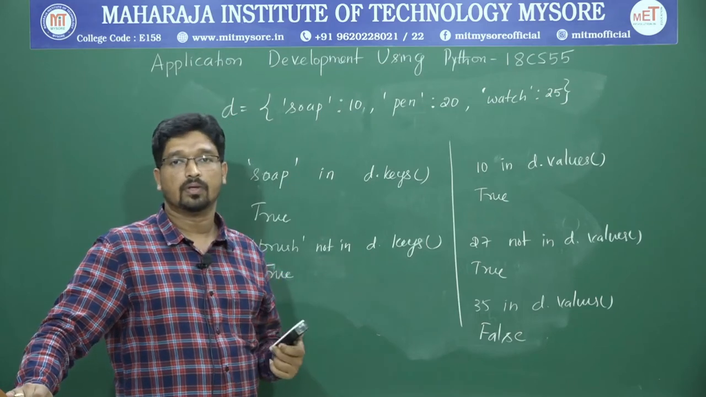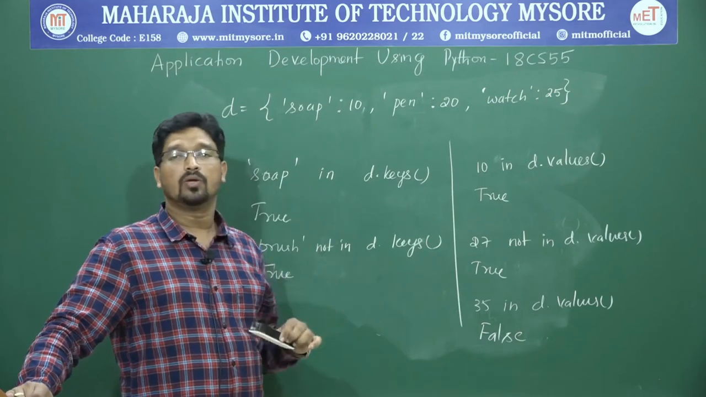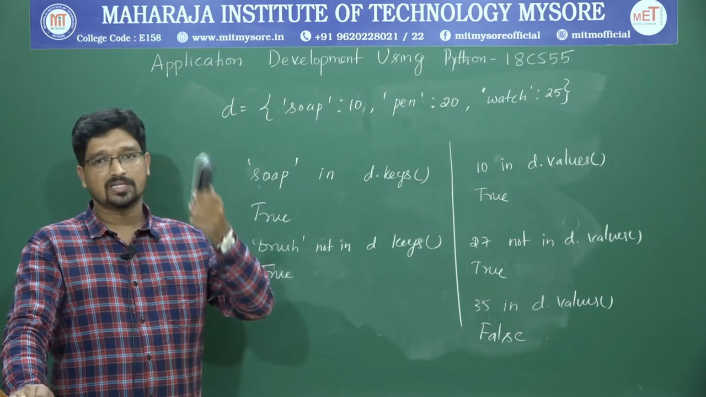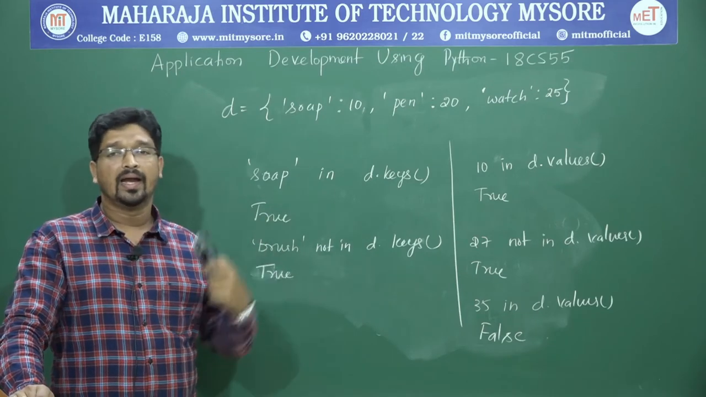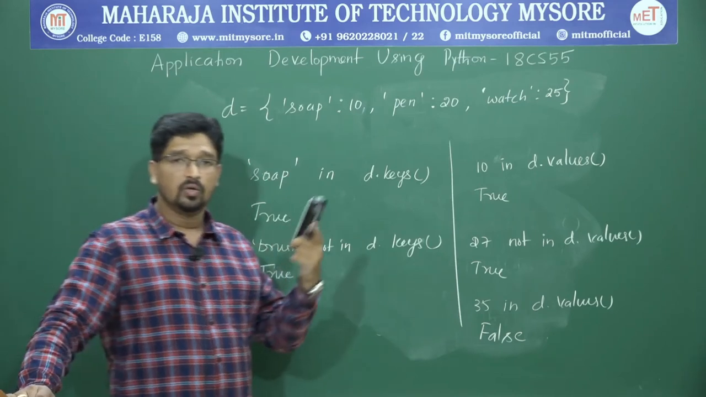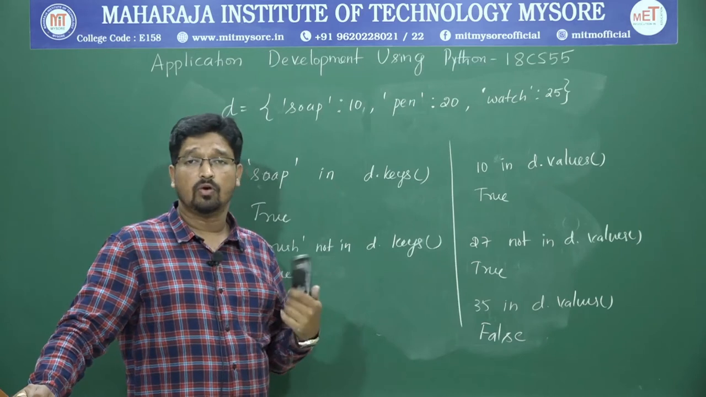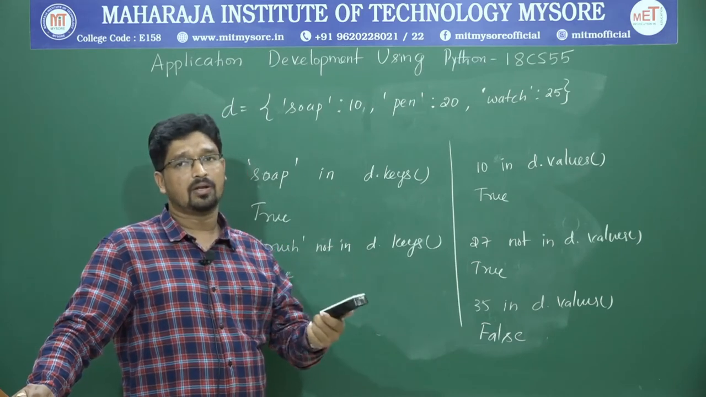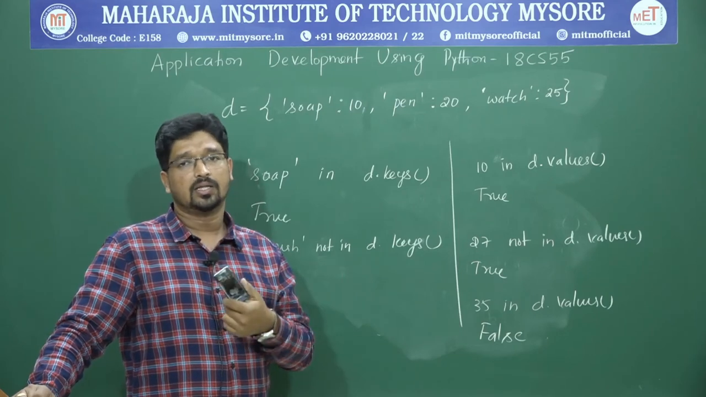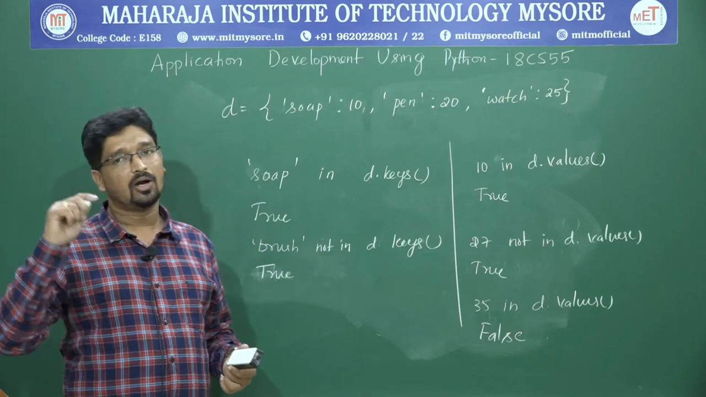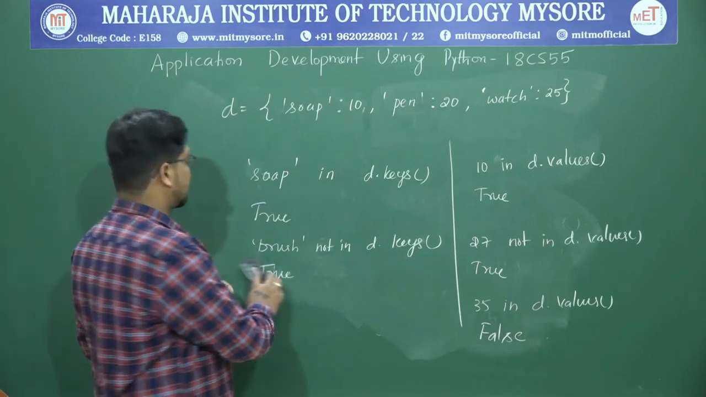present or not. Okay. There is one more way to check whether the value is present in a dictionary. If you know the key, but you want to check what is the value of that particular key, then we have one more method called the get method, dictionary.get method. So we will see that.